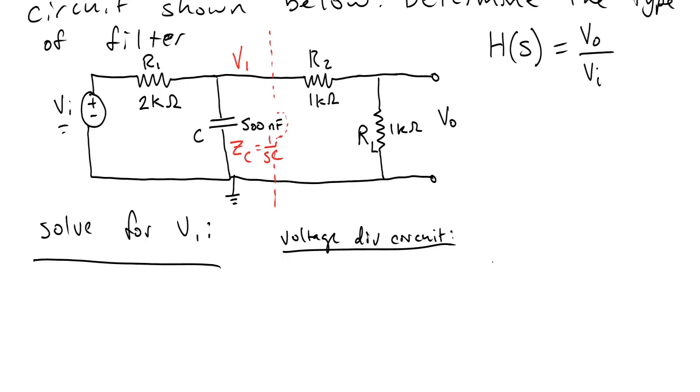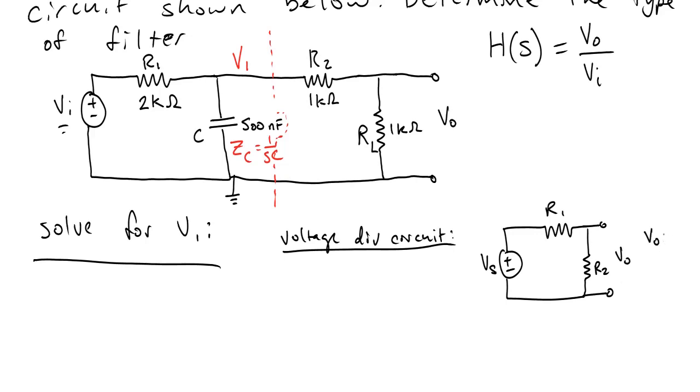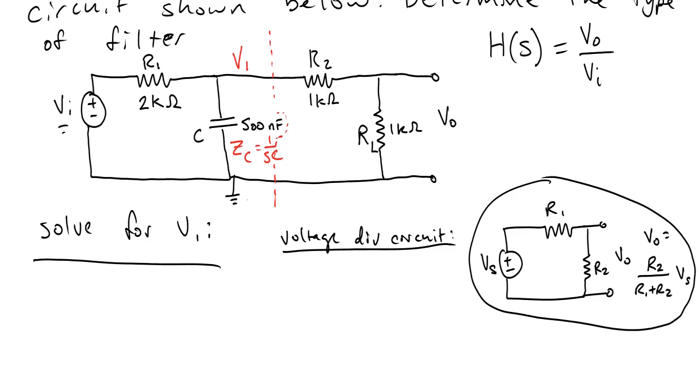It's going to look like this. You have some VS, or V source. You have this R1, and then you have this R2, and then you have VO across this resistor. And we can describe VO as equal to R2 over R1 plus R2 times the input voltage, VS. We're going to use this to benefit us for the left-hand side of the circuit.